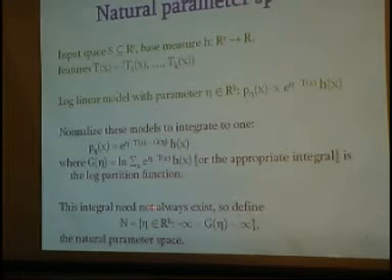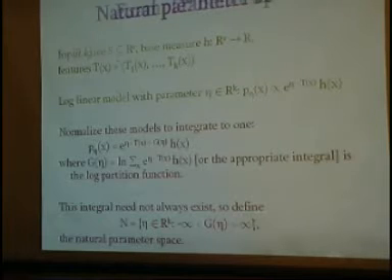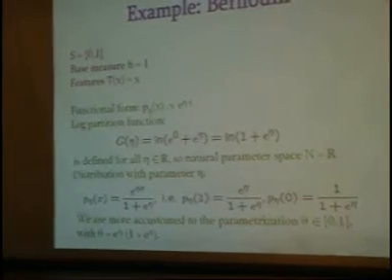So the natural parameter space is the set of etas for which the distribution is actually normalizable, okay, which actually correspond to valid distributions. So that's the natural parameter space. So let's look at an example.